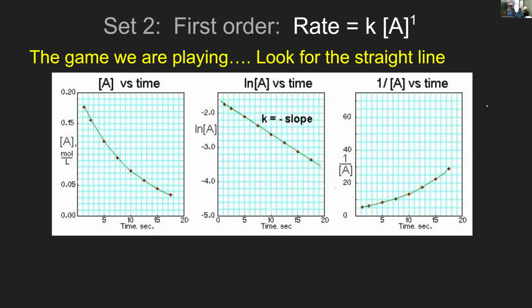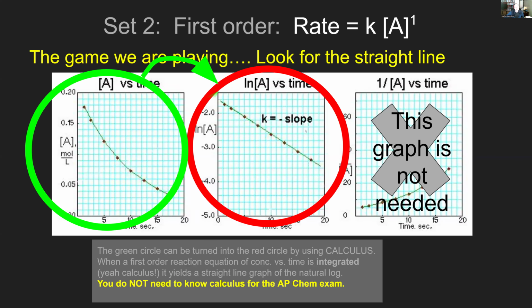Can you spot the straight line? With any luck, you'll notice that the section here in the middle is the straight line. I figured you probably figured that out pretty quick, but you might be wondering why I have the green portion circled. The green circle can be turned into the red circle by applying calculus.